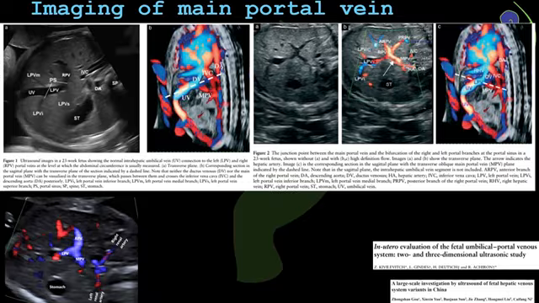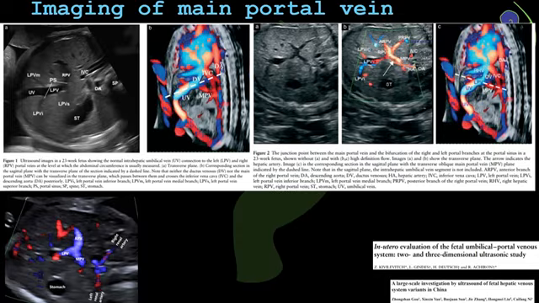But imaging of the main portal vein requires a lower and more caudal plane, because the main portal vein lies inferior to the portal sinus, as shown in the second figure. For visualizing the main portal vein, the two reference articles cited here describe different anatomical landmarks.